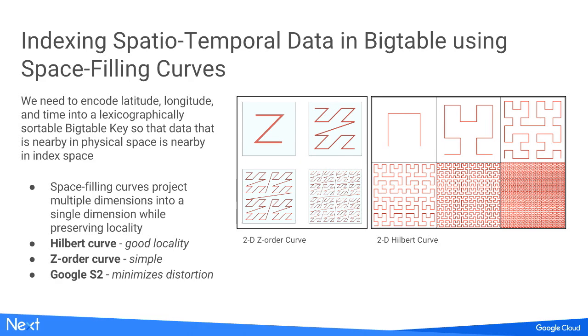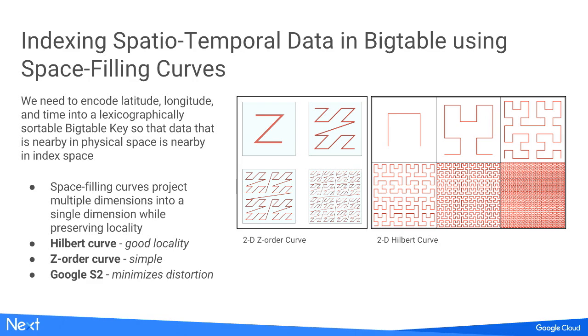And so we use something called space-filling curves. There's lots of different kinds of space-filling curves. The whole point of a space-filling curve is to encode multiple dimensions into a single dimension so that nearness is maintained. So things that are near each other in physical space are near each other in index space. Here's a couple of examples. On the far right, you have the Hilbert curve, and you have multiple iterations of the Hilbert curve. The Hilbert curve has great locality. On the left, you've got the Z-order curve, which is incredibly simple, and so we're going to walk through a deeper dive of the Z-order curve.